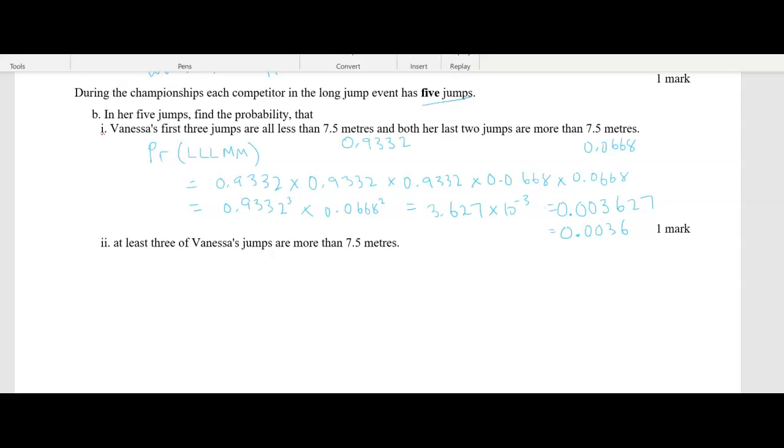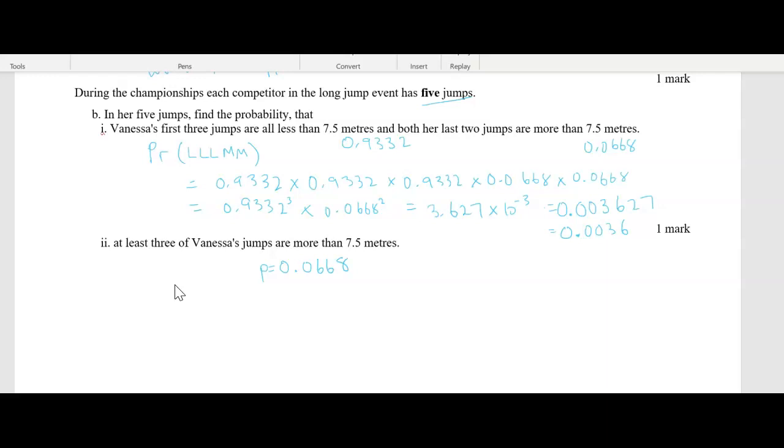All right, part 2, at least 3 of her jumps are more than 7.5 meters. All right, so this is where it might be a little bit tricky because we're now introducing the binomial distribution. Now, there are 2 outcomes. The probability of success is that she's jumping more than 7.5 meters. So we worked that out to be 0.0668.